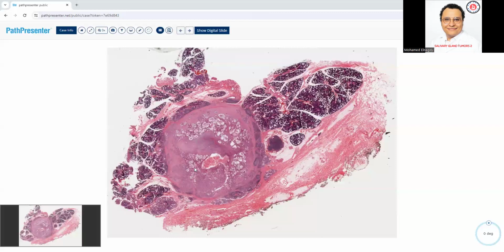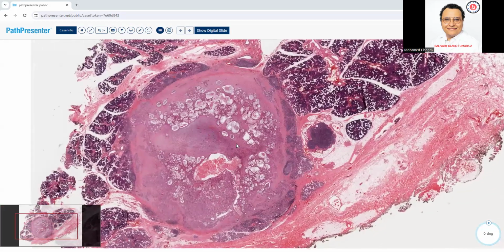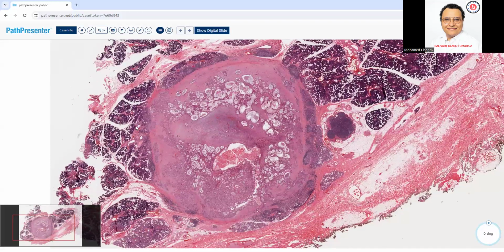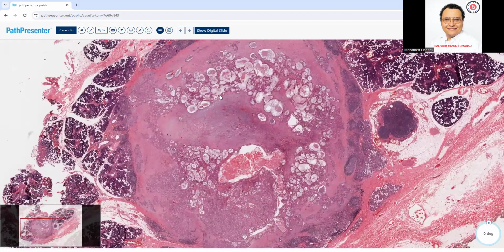Okay, from low power, it looks like the thing in the center, this is the mass, maybe. Yeah, this is the mass, and that's the background normal salivary gland. These are the acini. And there we go, it's high power. Well circumscribed. Yes, that's well circumscribed. I agree. It's not even infiltrating.